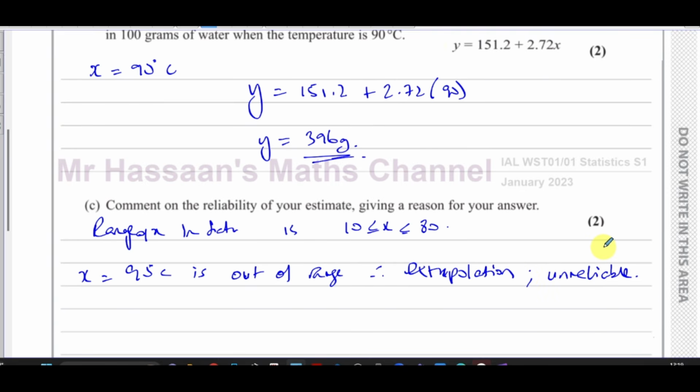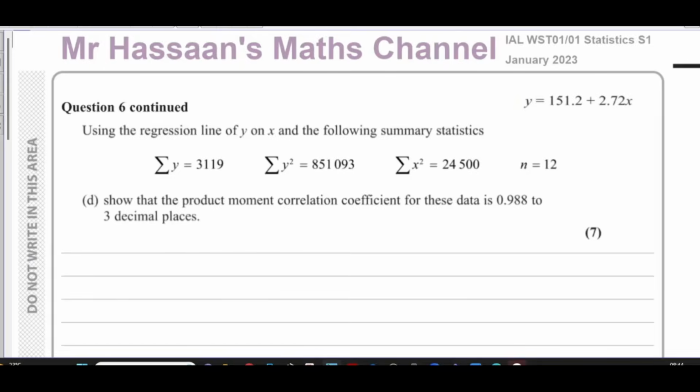If it's within 10 to 80 that we're using to estimate, that's fine. But if you go outside of the range of the data, it's unreliable. So we have extrapolation here. We should mention that our limit is from 10 to 80, and 90 is outside of the range. Therefore, we have extrapolation and it is unreliable. Something like that for part C.